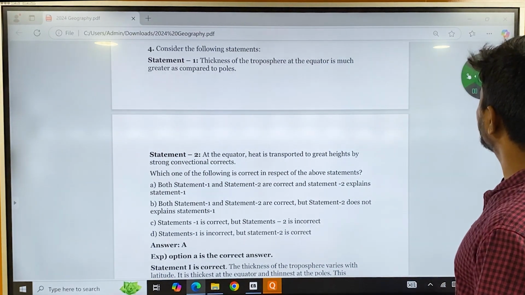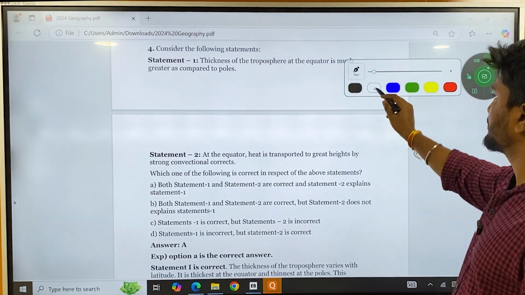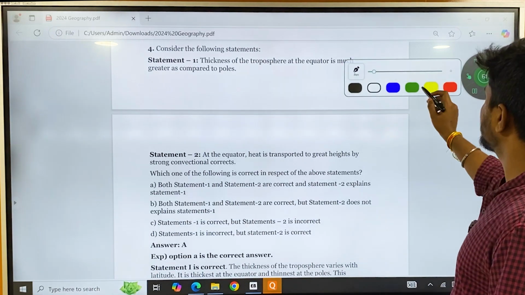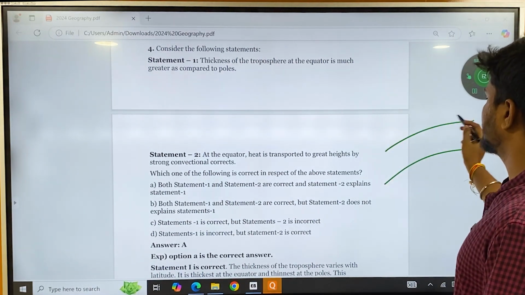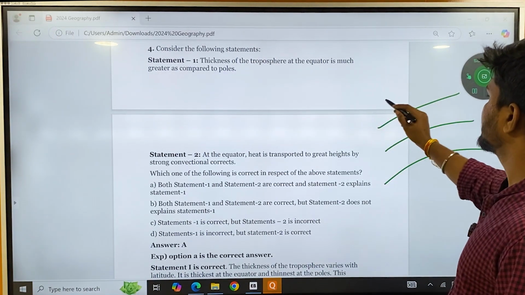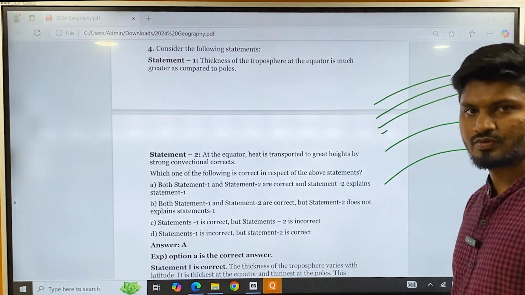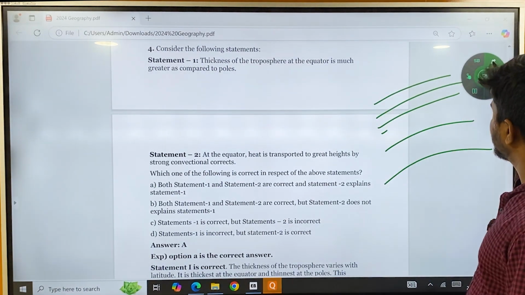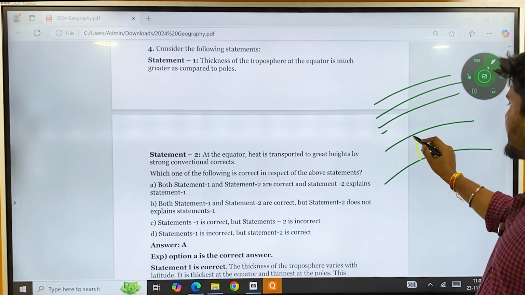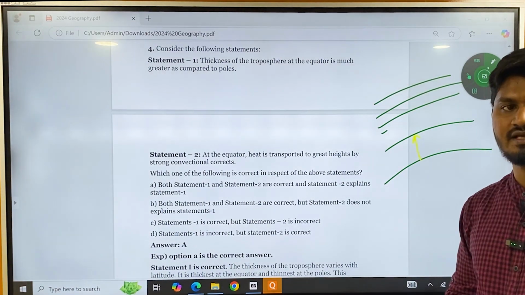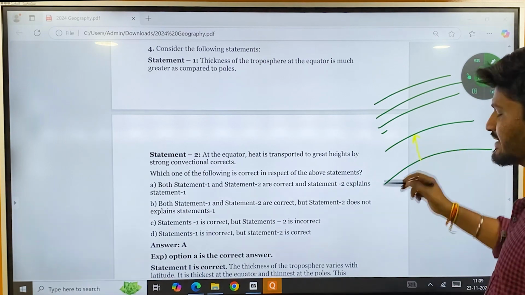Okay, first you have to understand it. What is the troposphere? The troposphere is the lower layer of the atmosphere. Troposphere, stratosphere, mesosphere, exosphere. By definition, the troposphere is the maximum extent of convection of air, the maximum extent the air can reach from the surface.